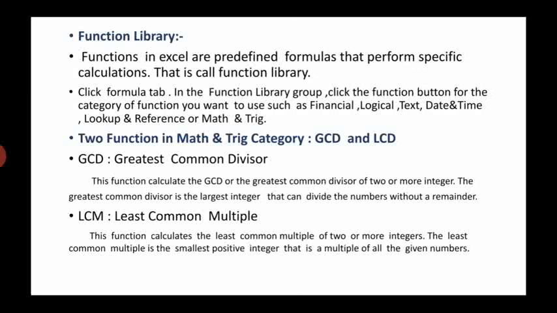GCD means greatest common divisor of two or more integers. The greatest common divisor is the largest integer that can divide the numbers without a remainder. And LCM, least common multiple of two or more numbers. The least common multiple is the smallest positive integer that is a multiple of all the given numbers. By using both functions, we can find the GCD and LCM of numbers from the cell range.